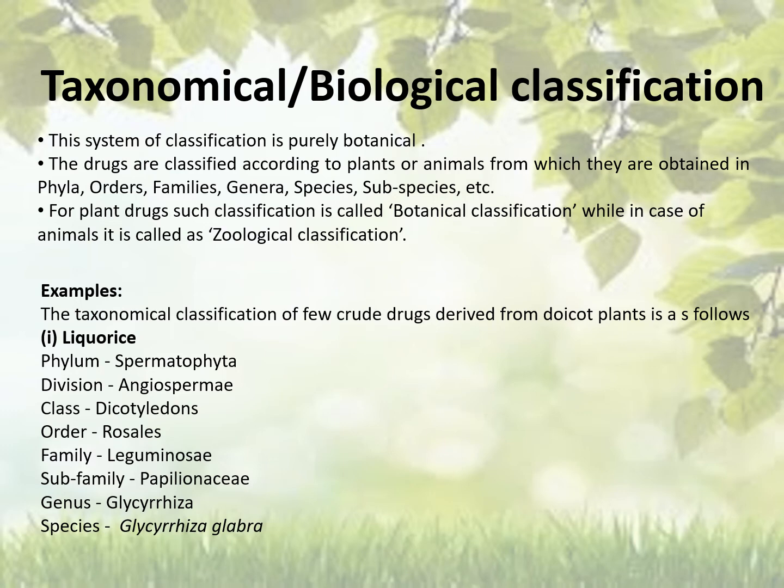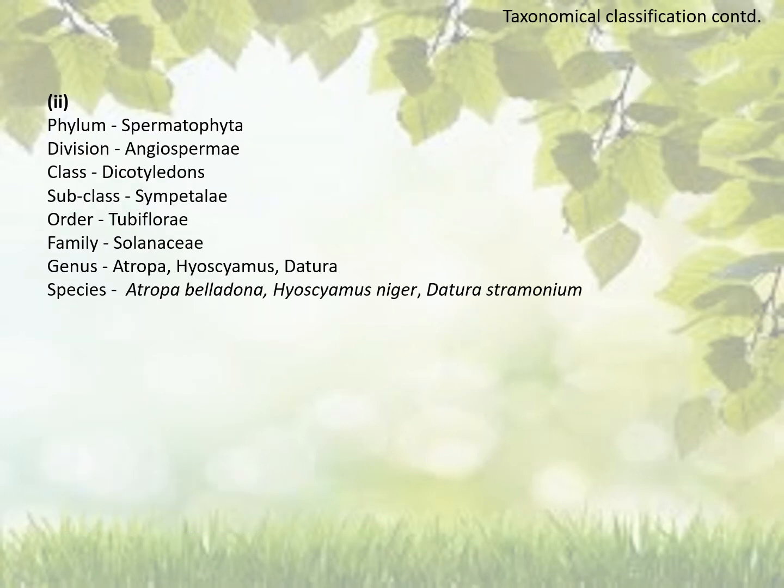Here we are taking an example of licorice. Biological source of licorice is Glycyrrhiza glabra. So the phylum of licorice is Spermatophyta, division is Angiospermae, class is Dicotyledons, order is Rosales, family is Leguminosae, subfamily Papilionaceae, genus Glycyrrhiza, and species is glabra, means Glycyrrhiza glabra. This is another example of taxonomical classification.